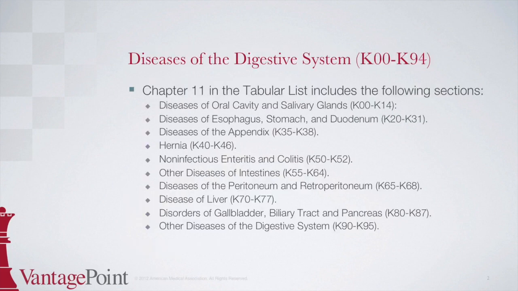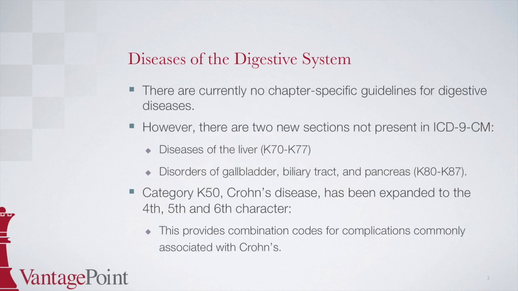As you can see on this slide, the codes for this chapter start with the letter K. If you remember from ICD-9, the digestive system codes all started with the number 5. Though there are currently no guidelines for the digestive system chapter, there are two new sections that we didn't have in ICD-9. These are diseases of the liver and disorders of the gallbladder, biliary tract, and pancreas. In ICD-9, these conditions were not separated out from other digestive conditions, and all fell under the general heading of other diseases of digestive system.